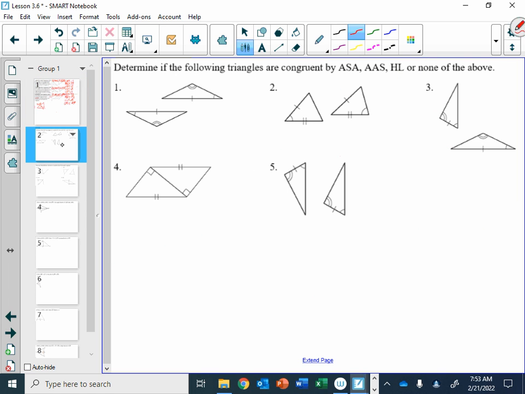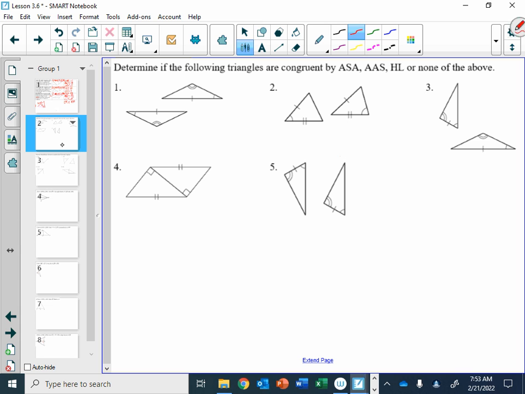Okay, so just like we did on the last lesson, we're going to determine if these triangles are congruent by angle side angle, angle side, hypotenuse leg, or none. Number 1. Angle side, good. I have two angles and a side not in between. That side is the same side for both triangles, and it's not the side in between, so I can say angle side. Good.